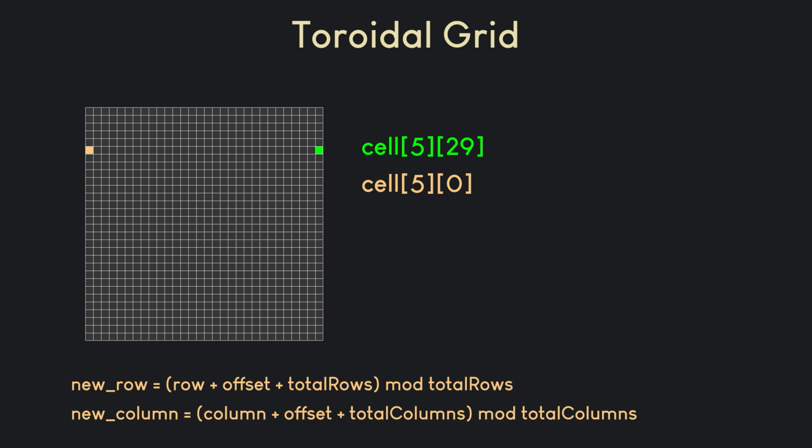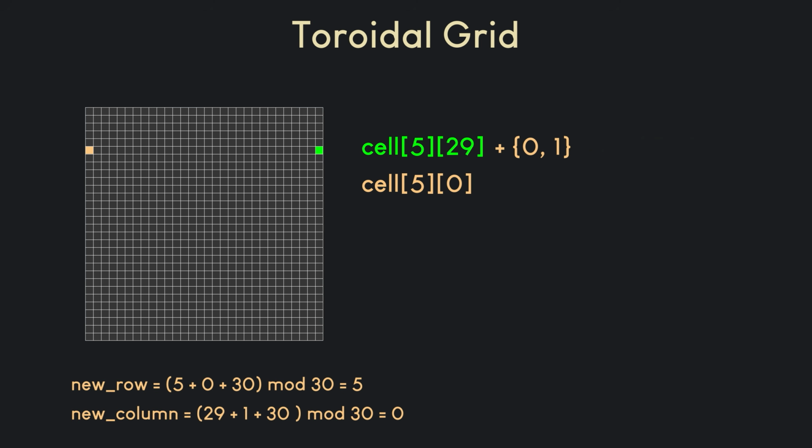So if we are at a cell with row index 5 and column index 29 at the edge of the window, its neighboring cell at the right will have the following row and column indices. New row is equal to (5 + 0 + 30) modulo 30, which is equal to 5. And new column is equal to (29 + 1 + 30) modulo 30, which is equal to 0.